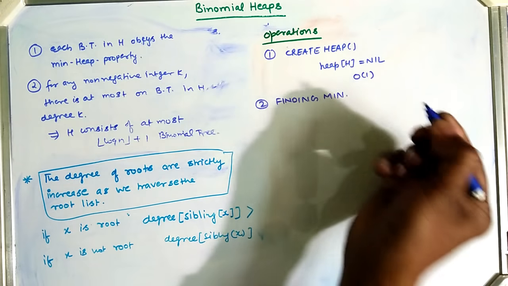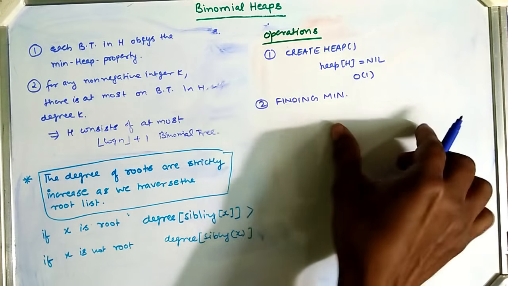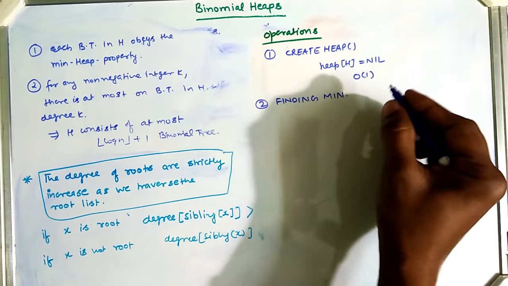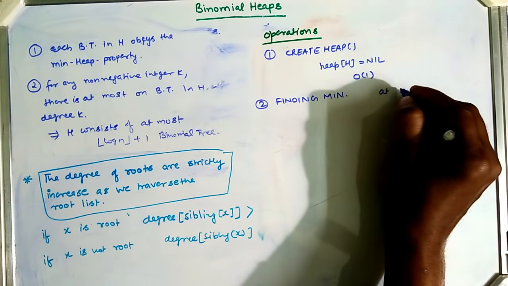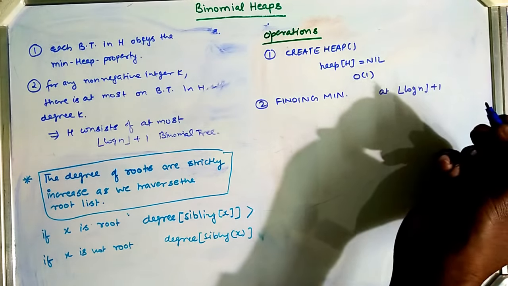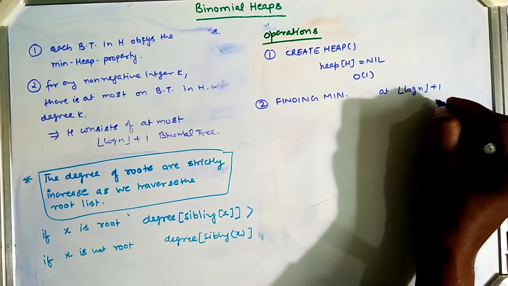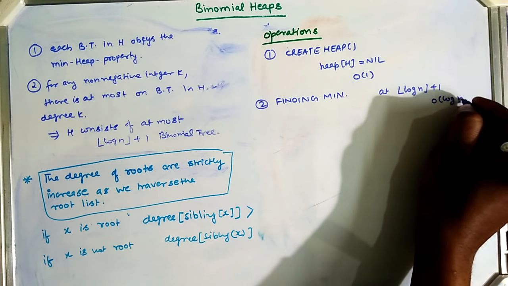In order to find the minimum element in the heap, we have to check the root list only, because the minimum is in the root list. We have at most log n plus 1 nodes in the root list. So the time complexity of this is order of log n.